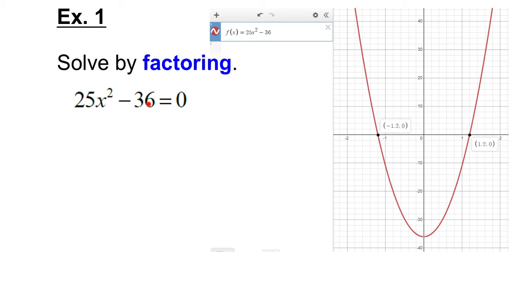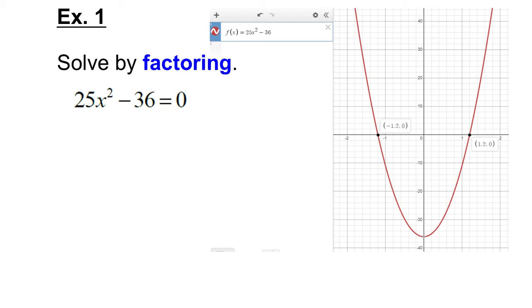25x squared minus 36 equals 0. It's important that you have it equal to 0 before you begin factoring. Otherwise, it's not going to work out. Okay, so it's equal to 0. That's done. Now I look at the left-hand side. This is a binomial. It's a difference. Are these squares? Well, yep. This is 5 squared, x squared. 36 is 6 squared, so I have a difference of squares.